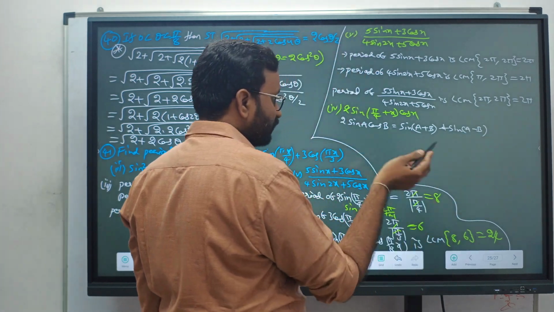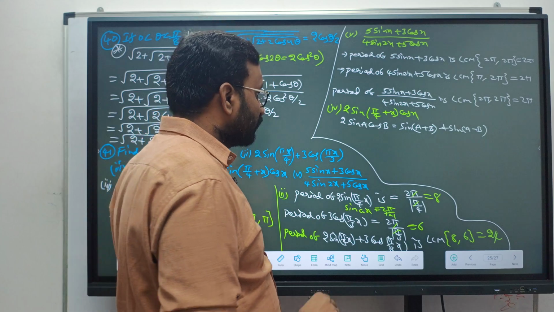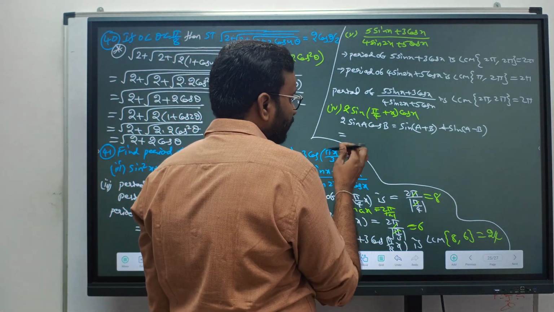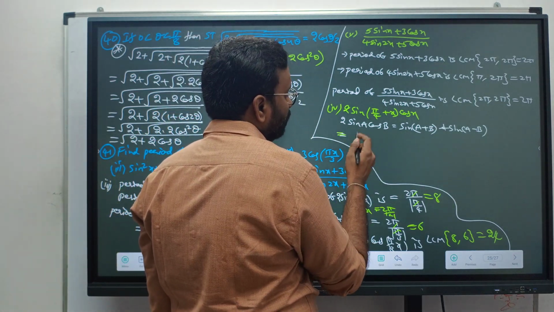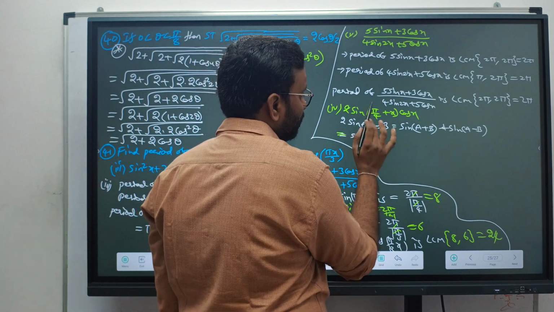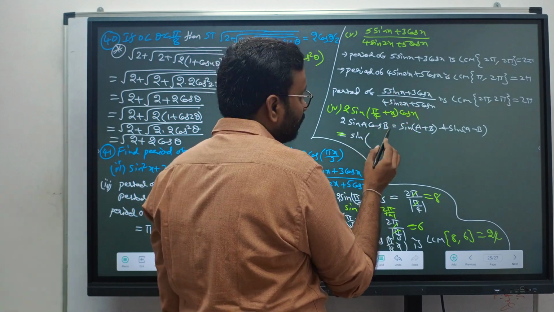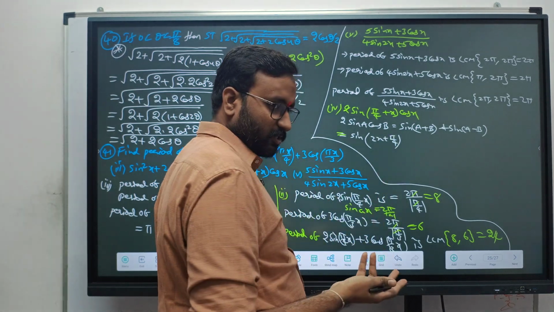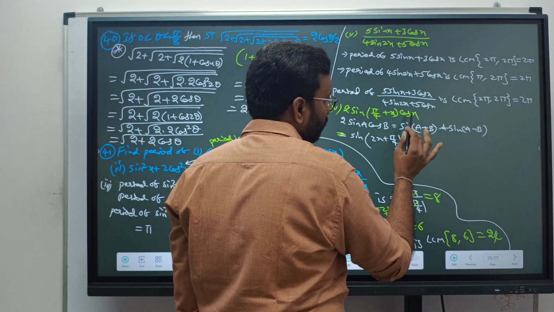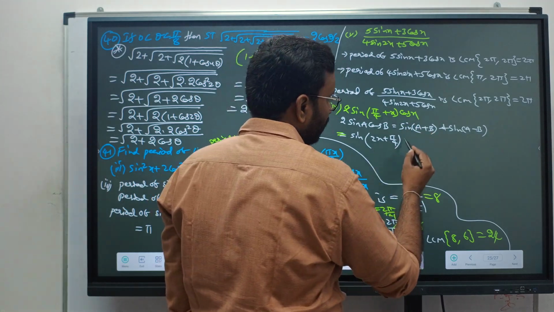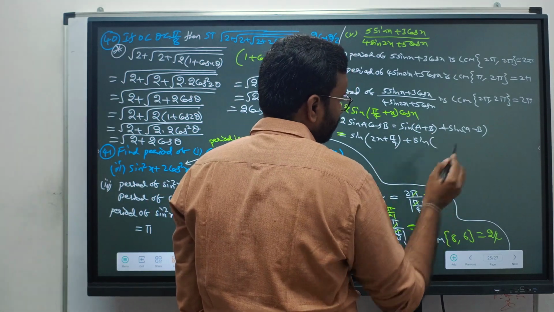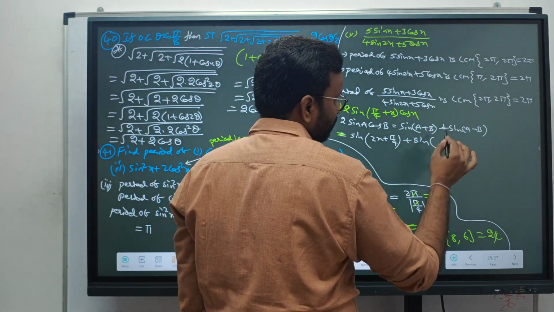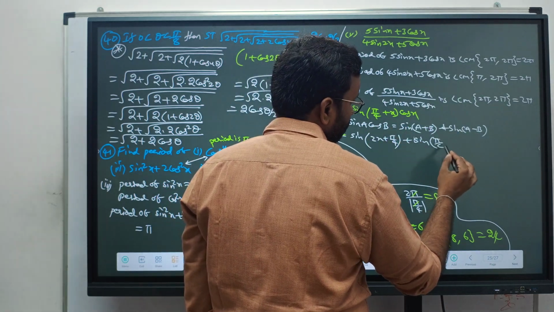This one is sin C plus sin D, 2 sin((C plus D)/2) cos((C minus D)/2). So sin(A plus B), what will you get? Sin(A plus B), this plus this: 2x plus pi by 4, right? This plus this, x plus x is 2x only. Plus sin(A minus B). What is A minus B? This minus this, x cancels. What is this? Pi by 4.